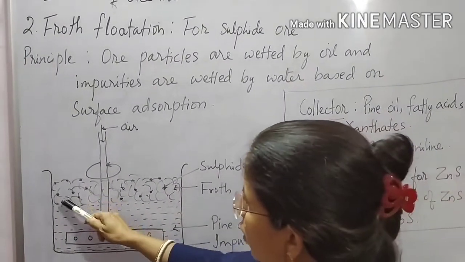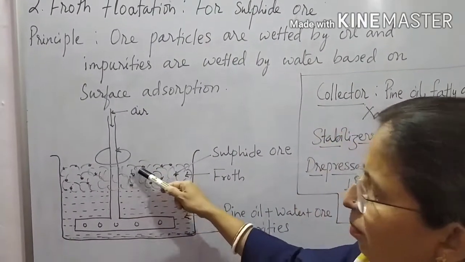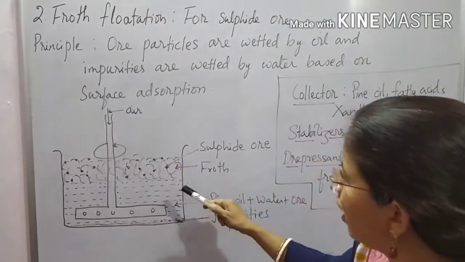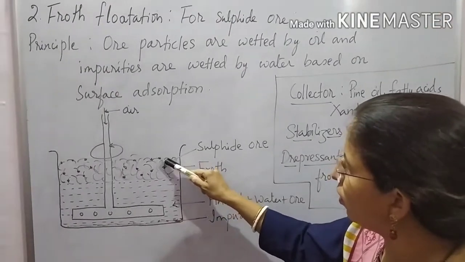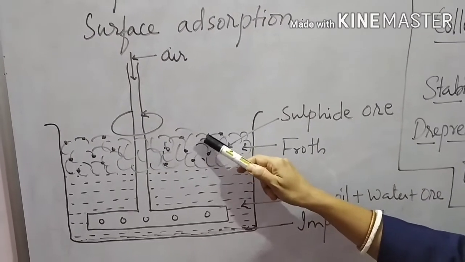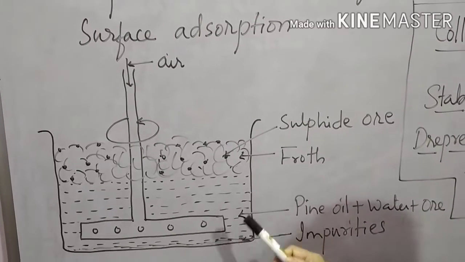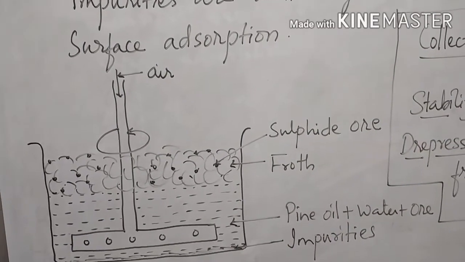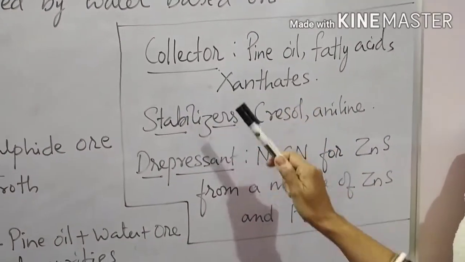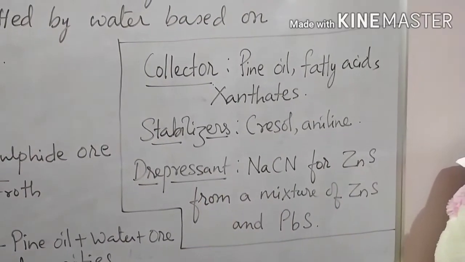There will be formation of froth over the water layer. Froth is nothing but temporary emulsified oil droplets. They form froth, and on this froth the sulfide ore gets adsorbed, because it is wetted by the oil, whereas the impurities collect at the bottom because they are wetted by water. In this froth flotation we use three chemicals, basically two chemicals, and a third, a substituent, which sometimes may be required, sometimes not.